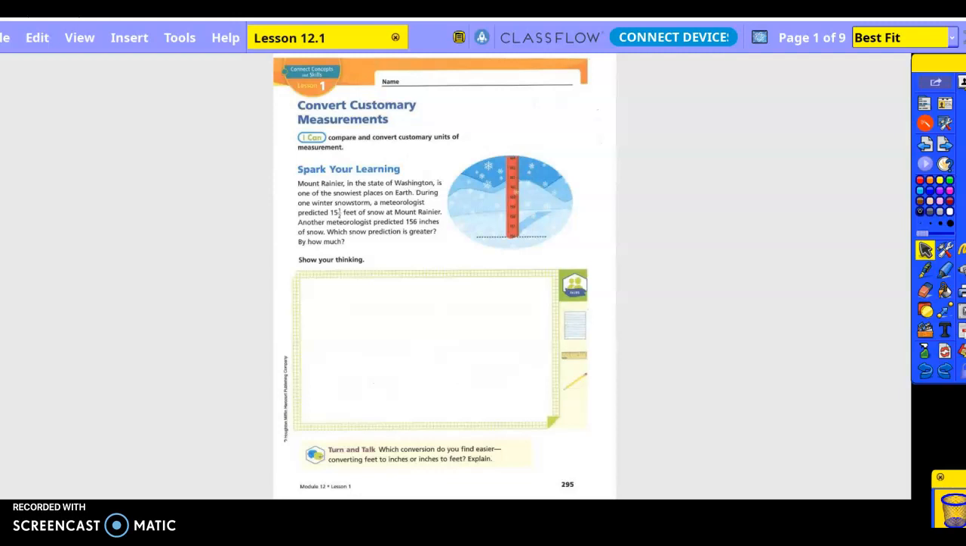Dig into math lesson 12.1. Convert customary measurements. I can compare and convert customary units of measurement. Spark your learning. Mount Rainier, in the state of Washington, is one of the snowiest places on earth.